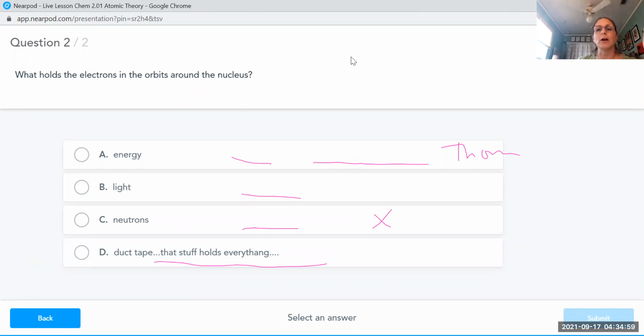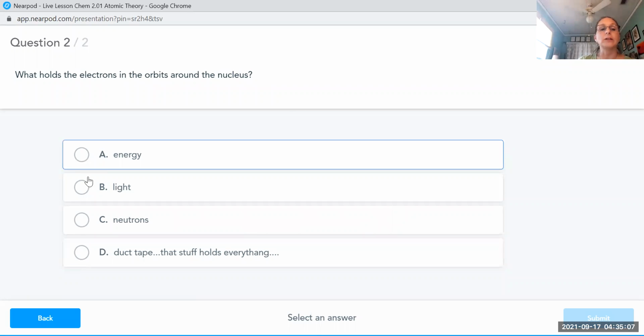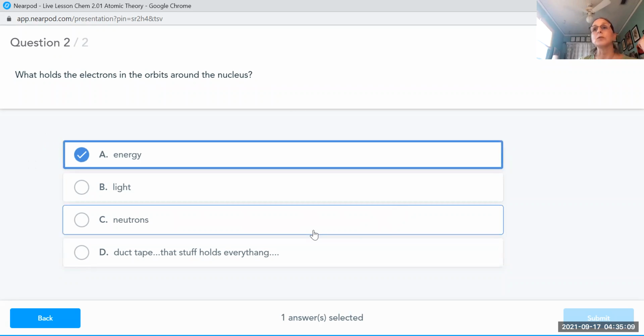So the next question was, what holds the electrons in the orbits around the nucleus? What holds the electrons in the orbits around the nucleus is energy. And that's what you're going to be talking about in 2.02 and 2.03. You're going to be talking about the energy that's holding the electrons and how we can mess with it and make super cool things happen as a result of it, like fireworks.